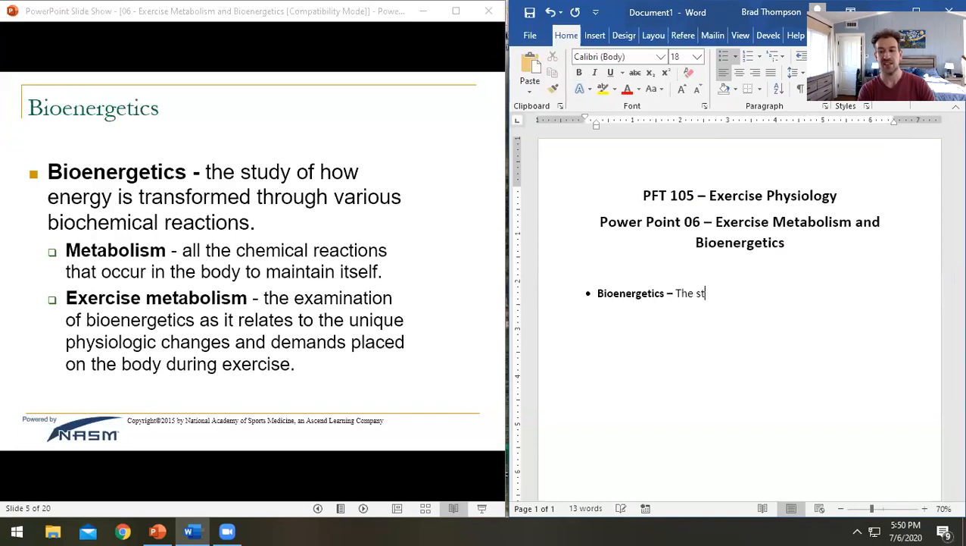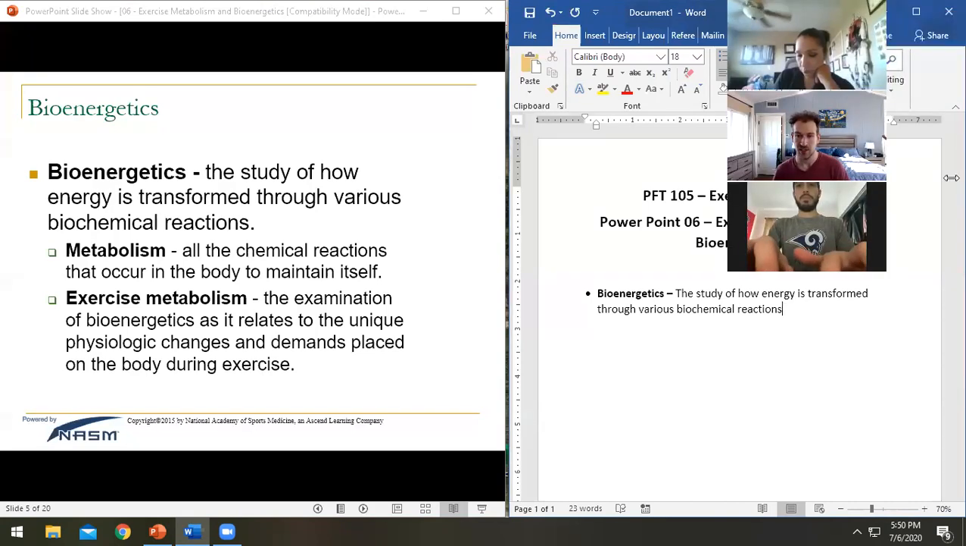Right, it is the study of how energy is transformed through various biochemical reactions, right? How did you guys take those hamburgers and hot dogs from this weekend and convert them into push-ups and lunges and things like that? That's bioenergetics.